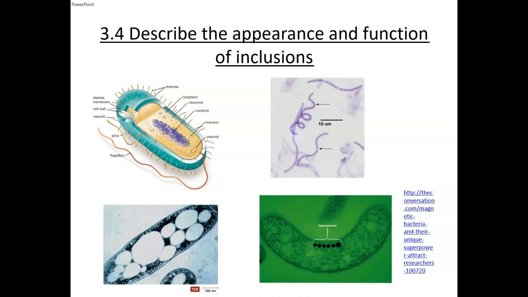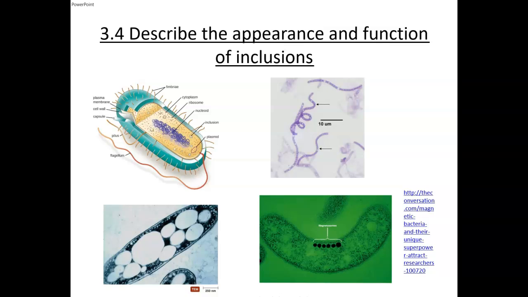The last topic I have in this whole lecture series is second to last topic. Describe the appearance and function of inclusions. Now, if you look at some of these cells, look at this one in particular. These are nice spiral-shaped cells, but they got these little white dots in them. And a lot of times students will look at that under the microscope and they'll say, oh, it looks like there's some organelles or something in there.